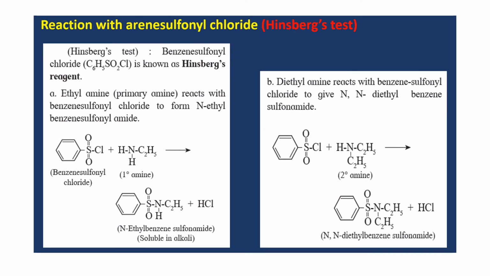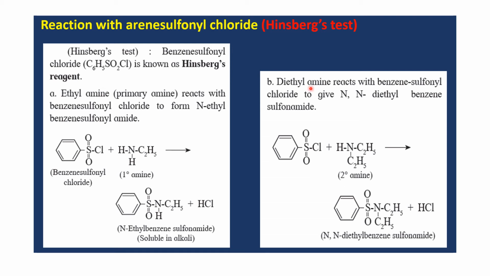Next, the Hinsberg test. The Hinsberg test is the reaction of amines with arene sulfonyl chloride. Benzene sulfonyl chloride is C6H5SO2Cl, so it is also called Hinsberg reagent. When a primary amine, for example ethylamine, reacts with benzene sulfonyl chloride, it forms N-ethyl benzene sulfonamide, which is soluble in alkali. You can see the ethyl group is attached to the nitrogen atom, so it is called N-ethyl benzene sulfonamide.